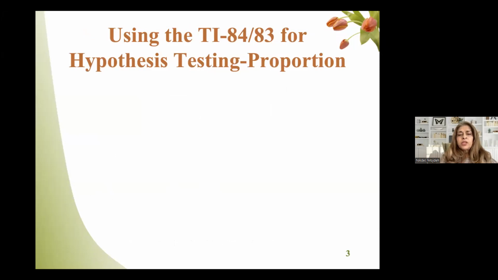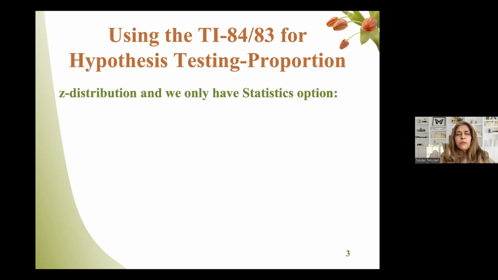Using the TI-84 or 83 for hypothesis testing for proportion. As in chapter 7 and chapter 8 that we discussed, chapter 7 was finding confidence intervals, chapter 8 was hypothesis testing for proportion. We use the Z-test for proportion. There is only one test for proportion, the Z-test.